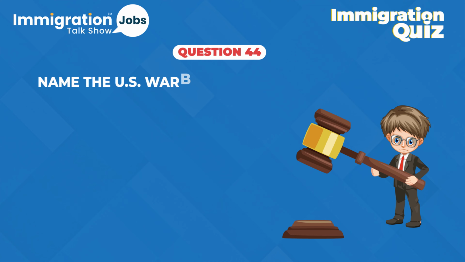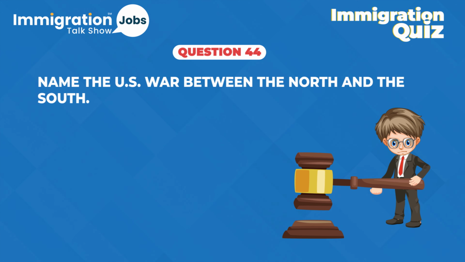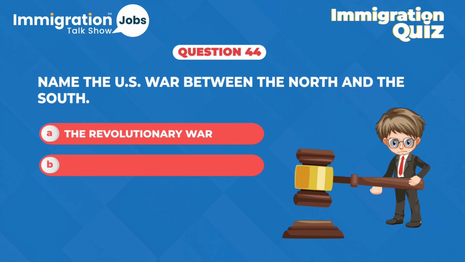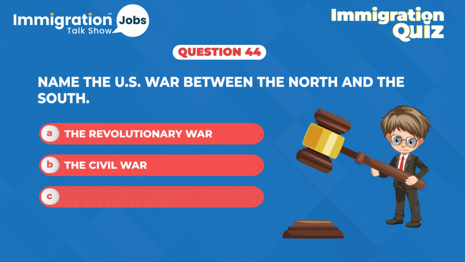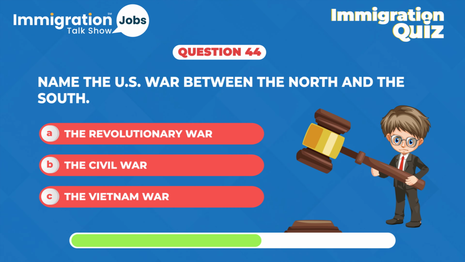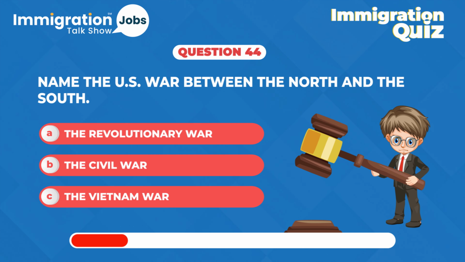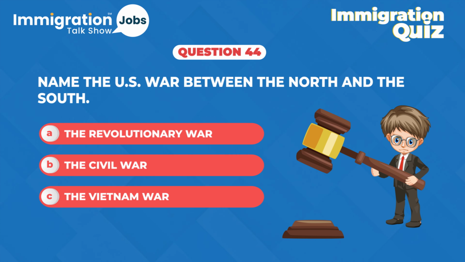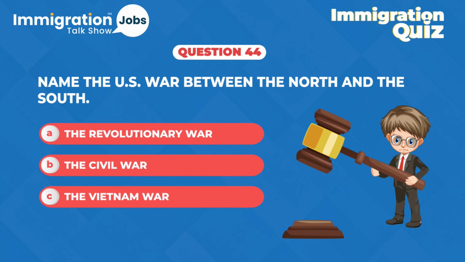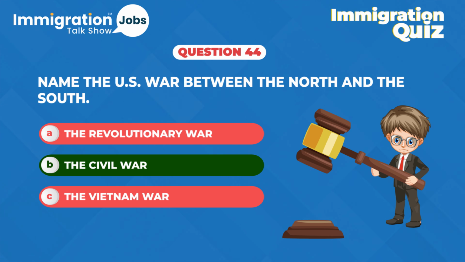Name the US war between the North and the South. Option A, the Revolutionary War. Option B, the Civil War. Or option C, the Vietnam War. And the correct answer is option B, the Civil War.